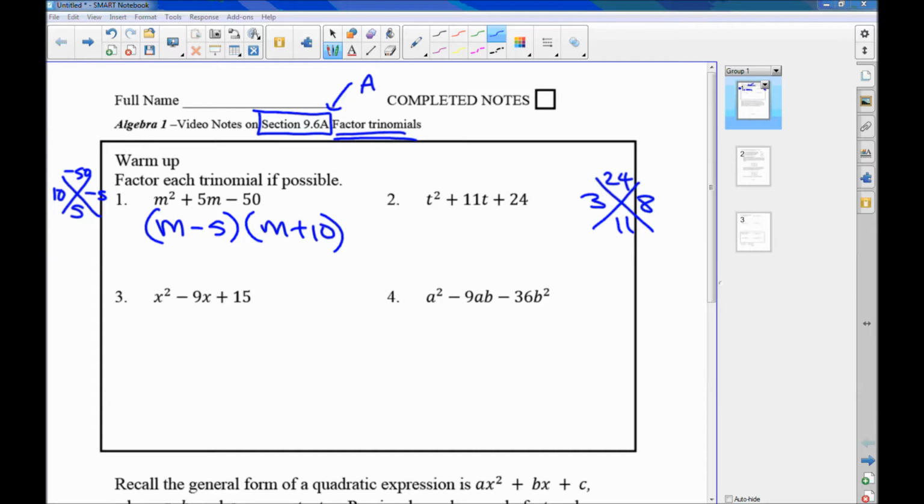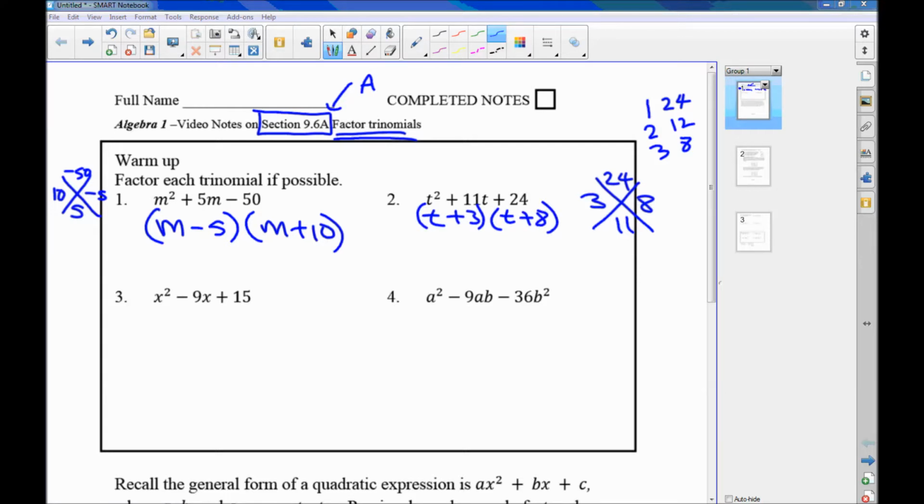So if you're ever having trouble thinking of these, you just start with your calculator adding pairs of numbers that multiply to 24. So 1 plus 24, 2 plus 12, 3 plus 8, until you find the pair that adds to 11. So this is going to factor into t plus 3, t plus 8.